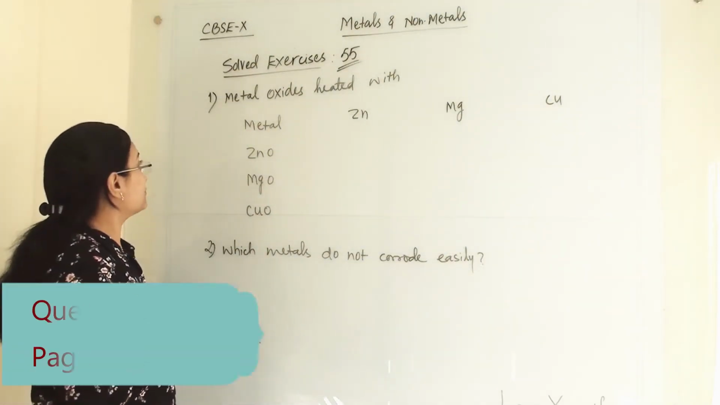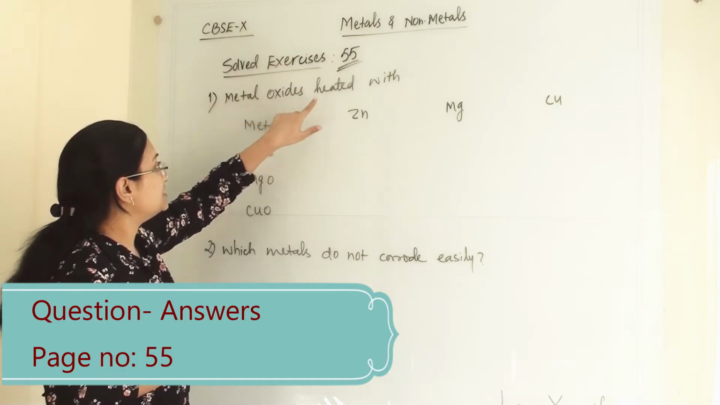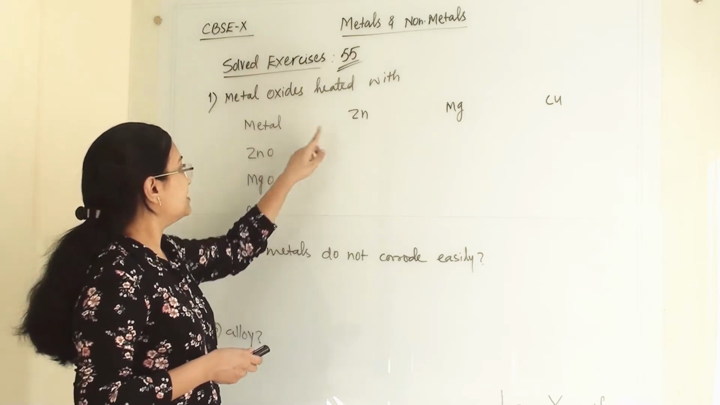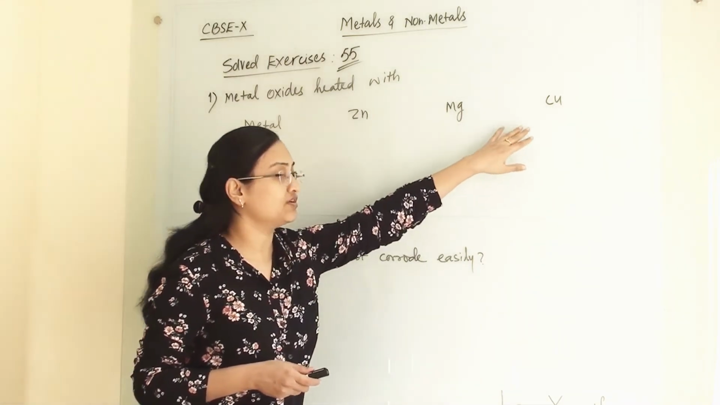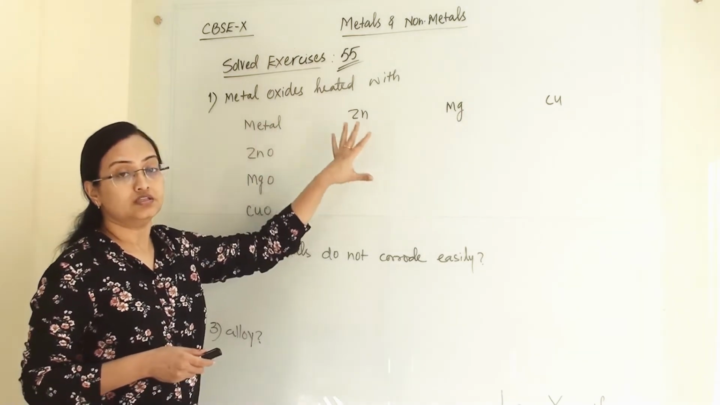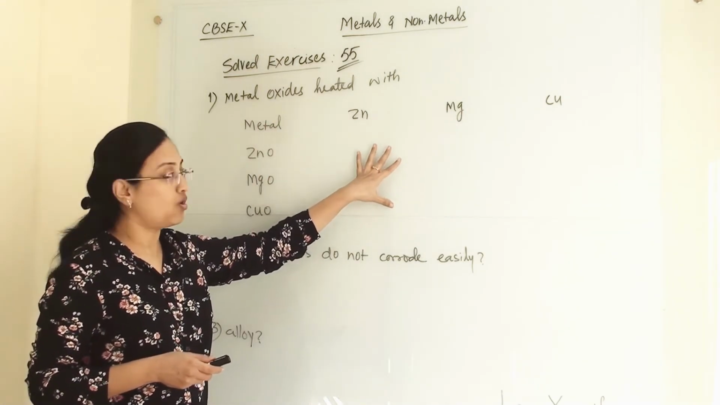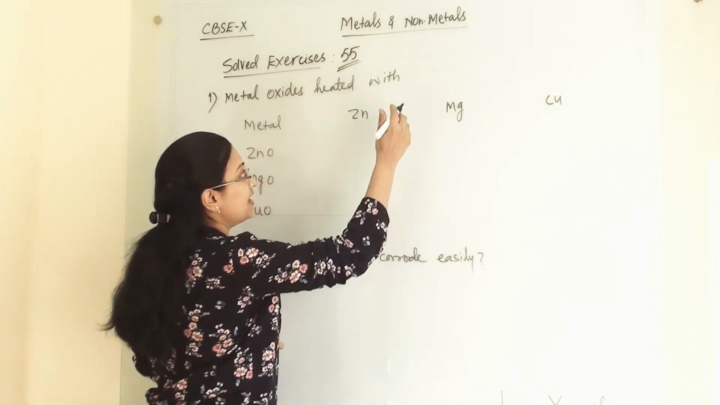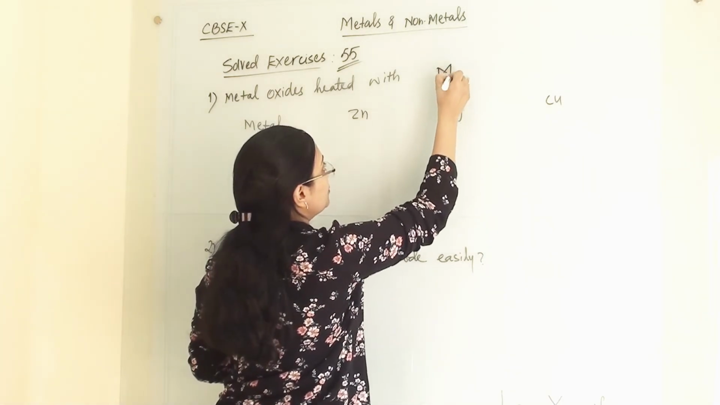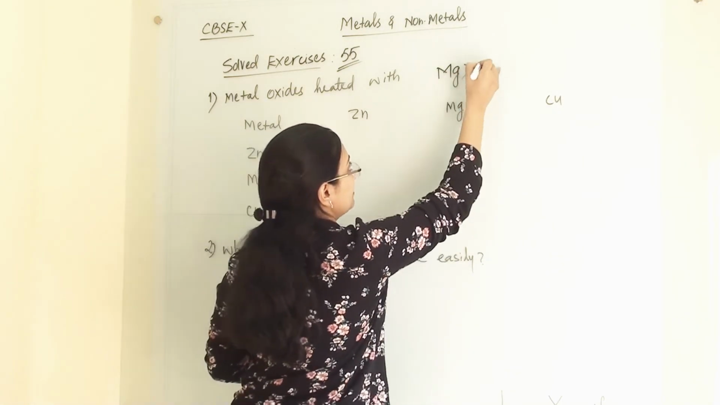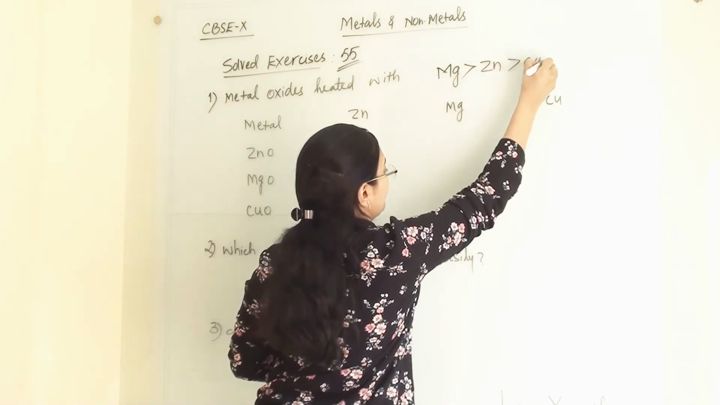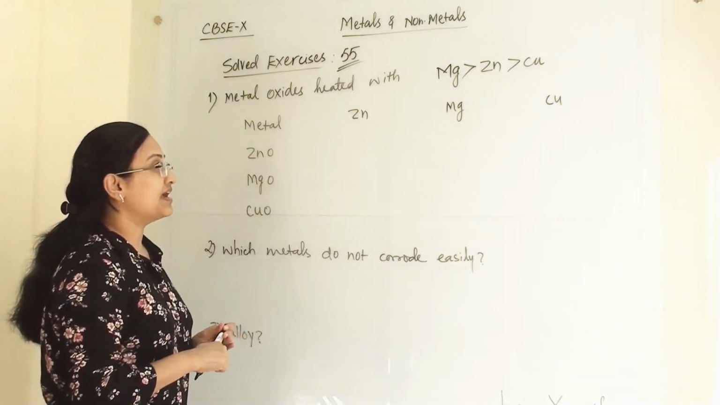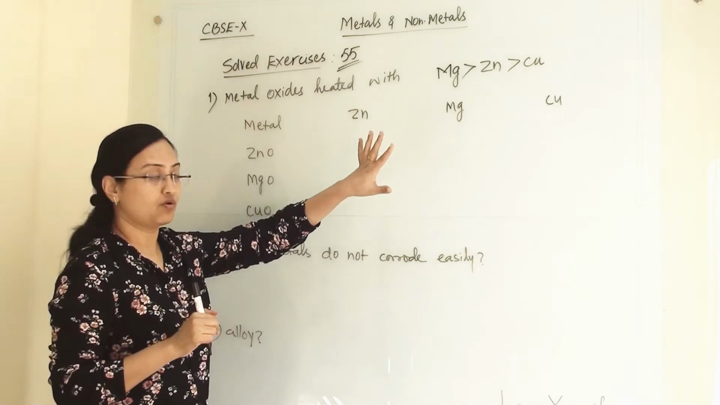In the next set of questions, the first question is: metal oxides are heated with the following metals. These are the metal oxides, and we are heating them with zinc, magnesium and copper. We have to check whether a displacement reaction will take place or not. First we see which metal is more reactive and which is less reactive. Magnesium is the most reactive, then zinc, and then copper. So magnesium can displace zinc and zinc can displace copper.